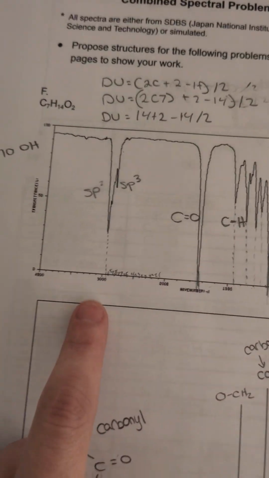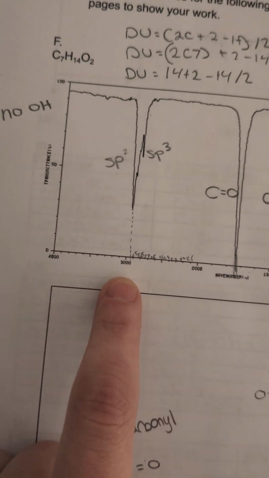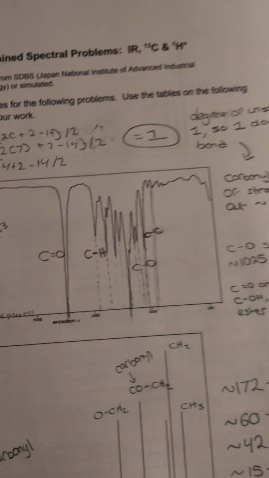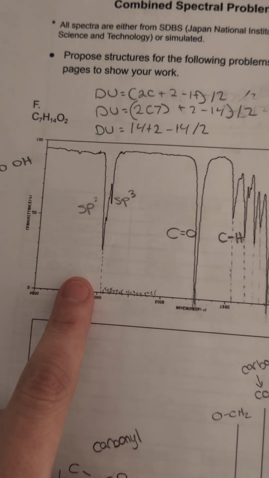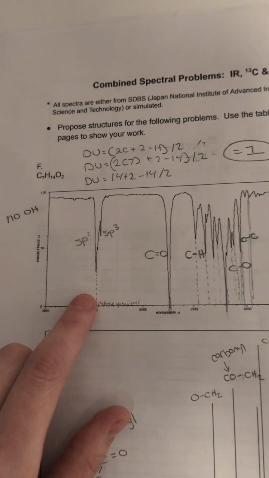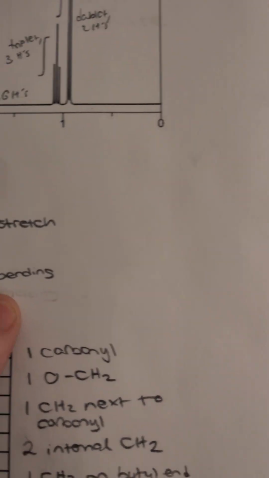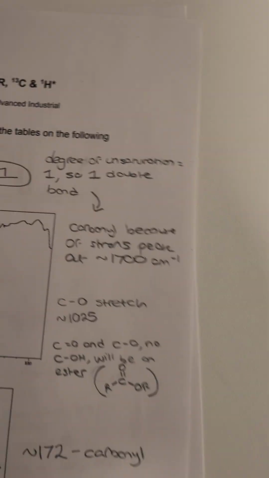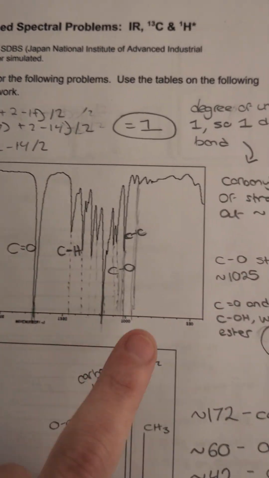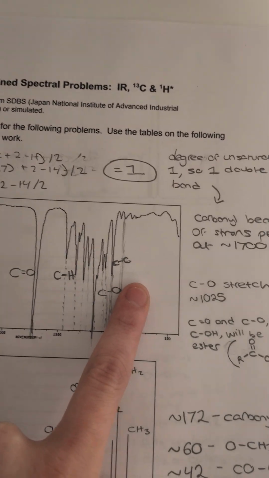Looking at the rest of it, we see at around 2900-ish, I wrote down a better answer in my data table, but around 2900, we see sp2 and sp3 hybridized carbons, or those represent some CH bonds. We see the other CH bonds here, as indicated in the table. That would be the bending CH bonds, which are at about 1450. We see a CO bond, and we see single carbon bonds.